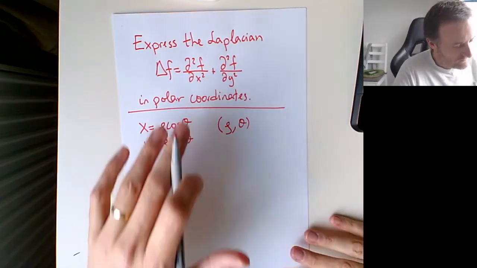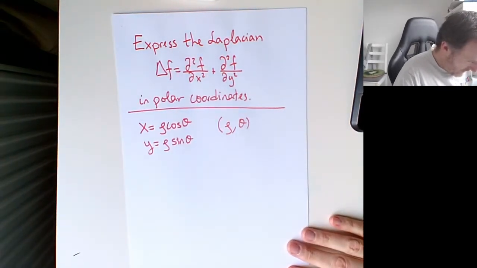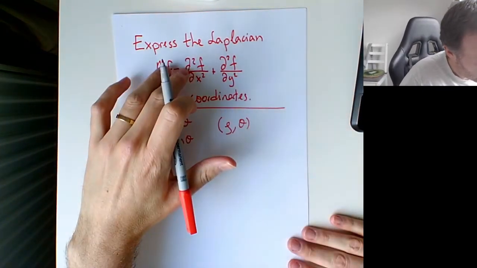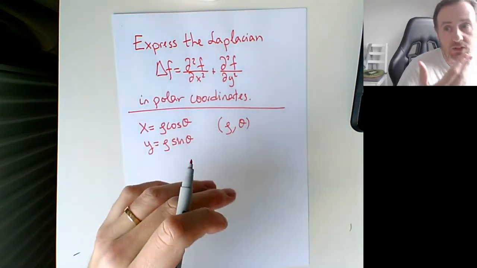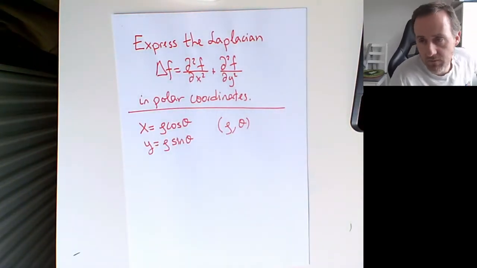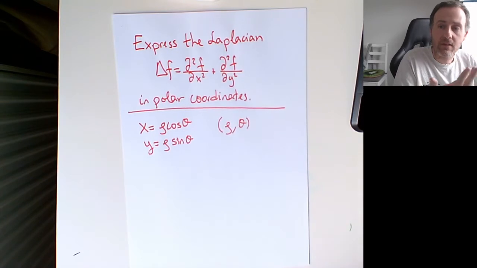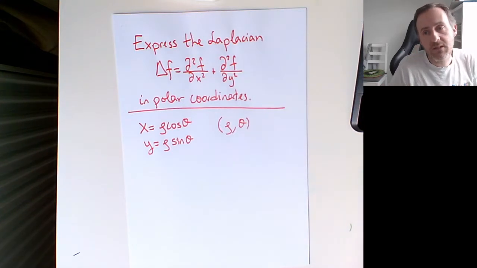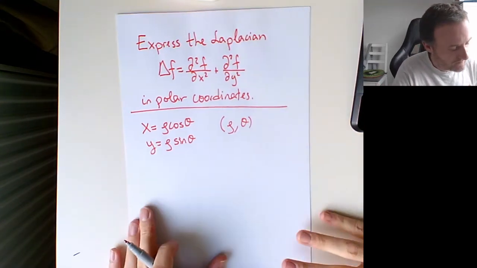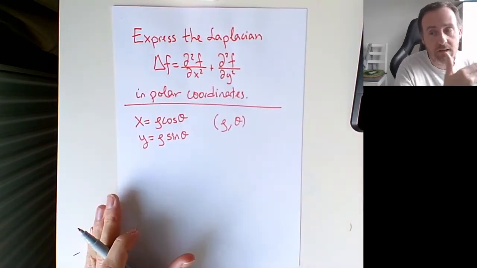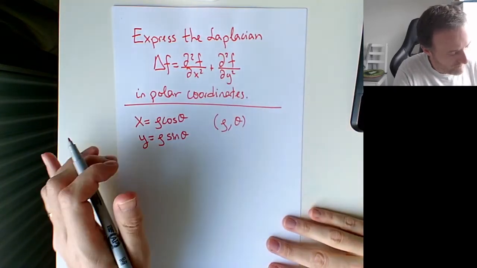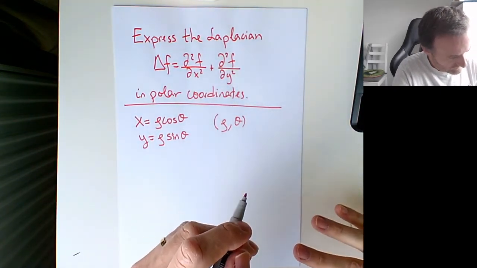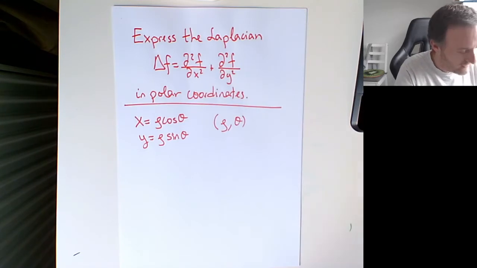Now, so we must transform these second derivatives with respect to x and y into second derivatives with respect to rho and theta, and maybe some first derivatives appear. We'll see why. But let's recall how we change partial derivatives with respect to other variables.